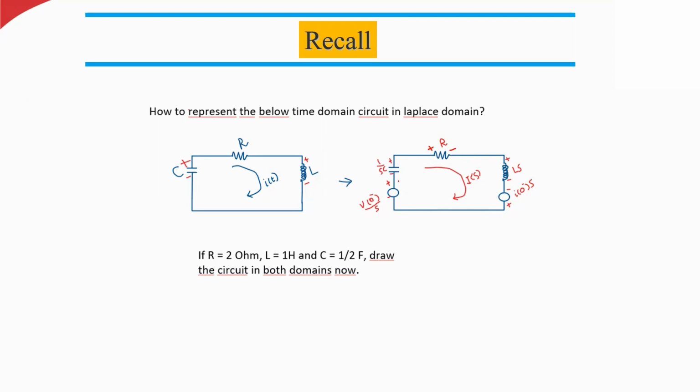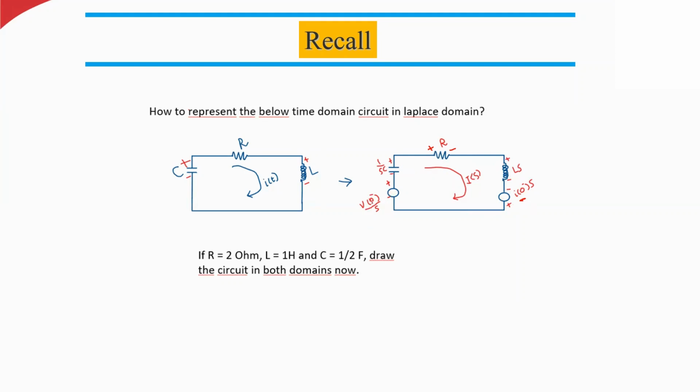The capacitor is also the same, and I am just adding only the initial source, v of 0 minus divided by S. Here I wrote the initial value with respect to current for the inductor, and in the capacitor I am writing the initial value with respect to voltage, v of 0 minus divided by S. I told you the inductor stores in terms of EMF, and the capacitor stores in terms of charges. So now you know this.